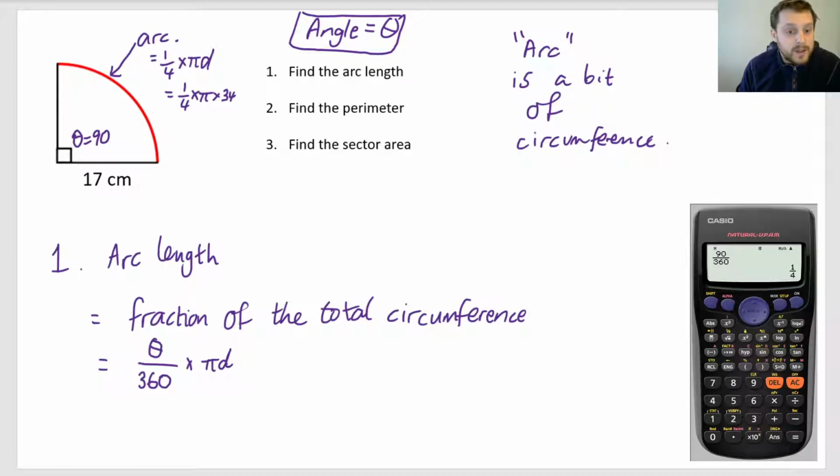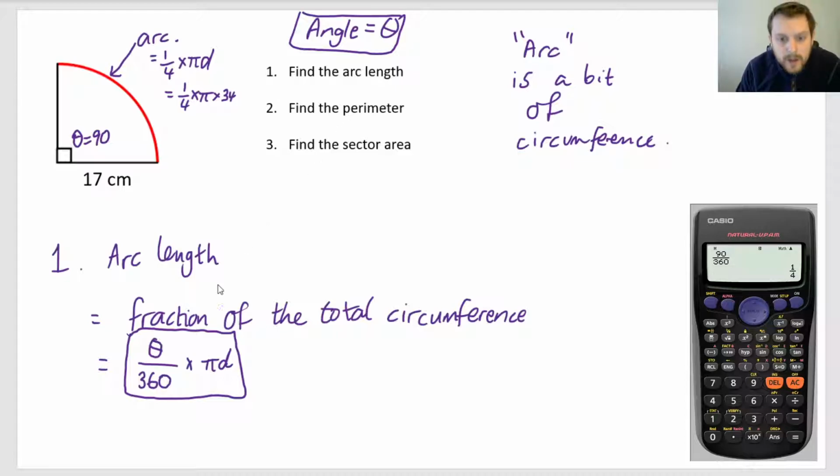And of course, what if it was the full thing? What if theta was 360? Well, then it would be 360 out of 360, which would just be one whole, and then you just recover the original circumference formula, pi d. Okay, so this is your arc length formula. So I'll put that in a box.